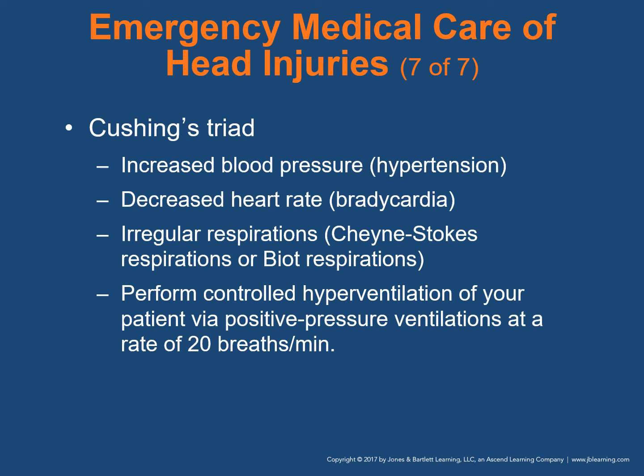Cushing triad is increased blood pressure, or hypertension, a decreased heart rate, which is bradycardia, and irregular respiration, which is Cheyne-Stokes or ataxic respirations. If this process is allowed to continue, it is a fatal injury. Perform controlled hyperventilation of your patient via positive pressure ventilations at a rate of 20 breaths per minute. Follow local protocols and your medical direction in regard to hyperventilation in the presence of herniation.